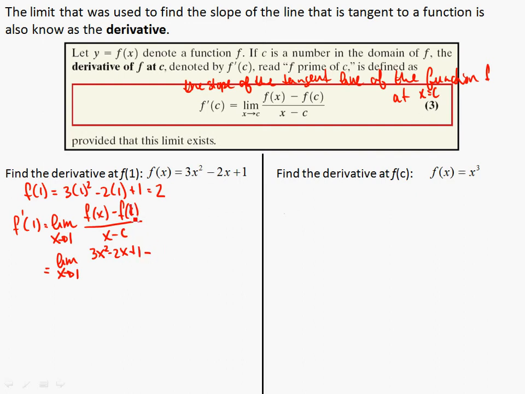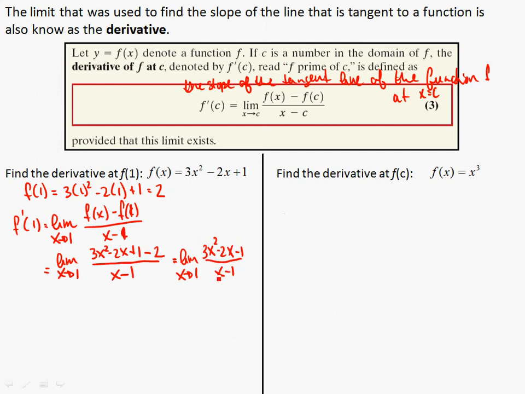F(c), which is actually a 1. F of 1 is worth 2. And c is worth 1. So you get this. Well, we can clean that up a little bit in the top. So this ends up being 3x squared minus 2x minus 1 divided by x minus 1.